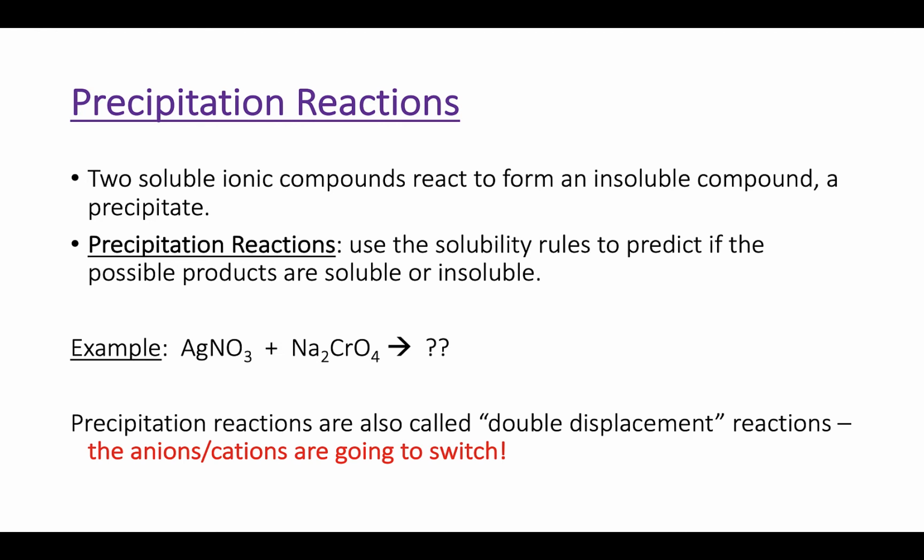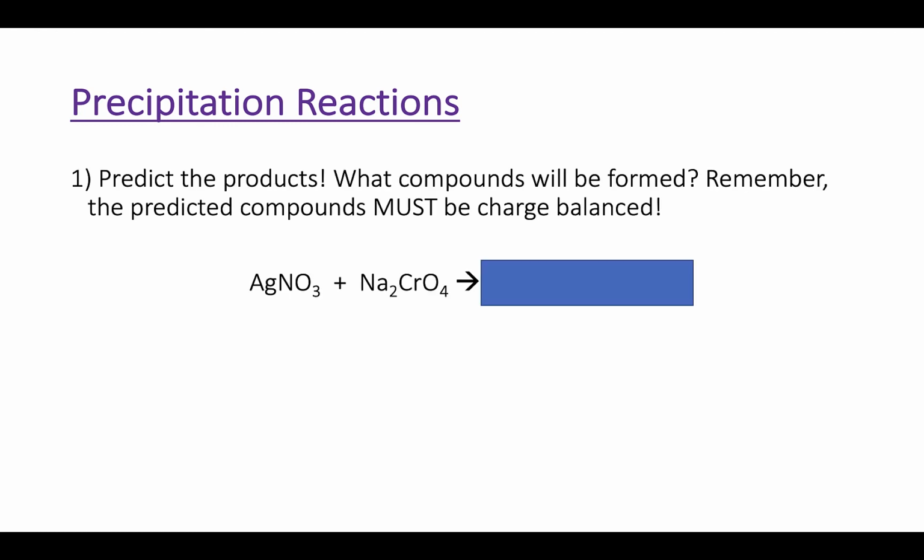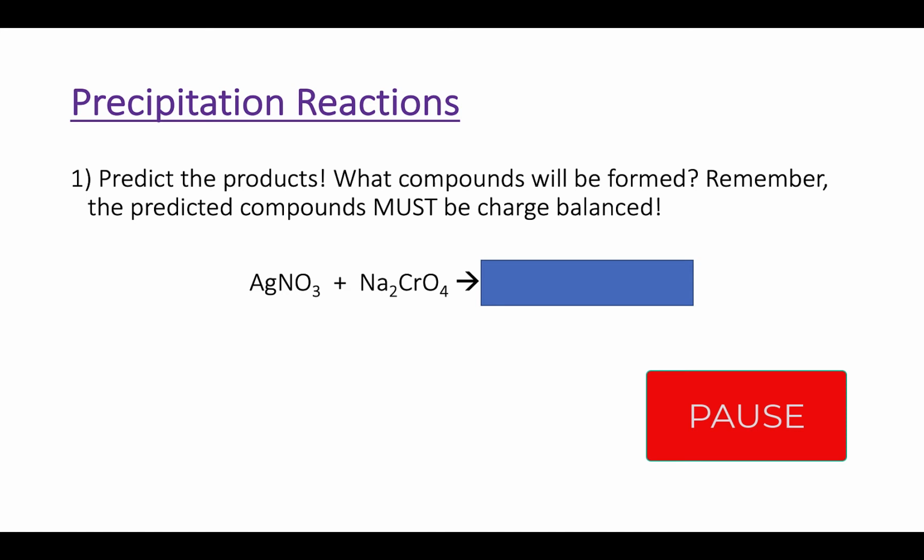I mentioned potentially because, as we'll see, if none of these are insoluble, then we'll actually just have the same situation as before, just with all four ions in solution. First off, we're going to predict the products. I would encourage you to pause the video and predict the products. Keep in mind that when you predict the products, they must be balanced with respect to the charge from the cation and the anion. So go ahead and pause, try to write those down.